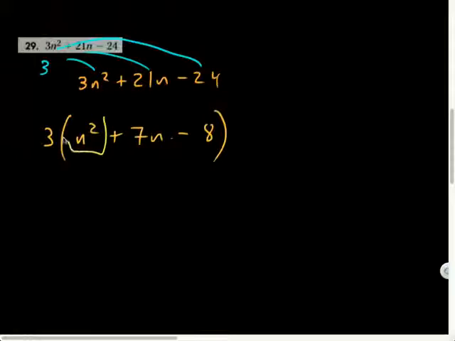First term is a perfect square. Last term, no, not a perfect square. So I'm going to just regular old do this. I don't have to AC method because the leading coefficient's 1. So the factors of 8 are 1 and 8, 2 and 4.